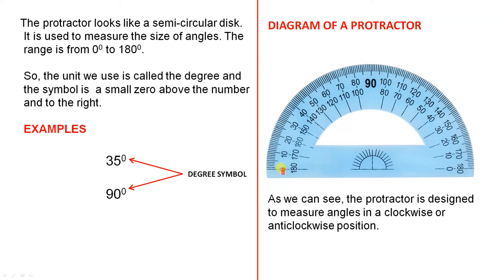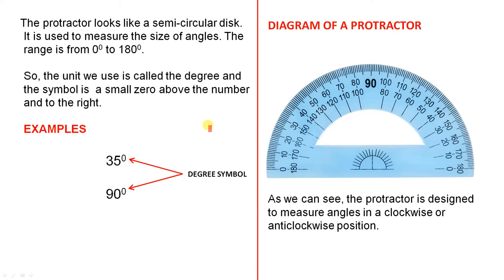So here we have 0 and it goes around to 180, and here we have 0 and it goes this way to 180. So it's basically a semicircle, so you can measure angles that are drawn either way. We'll see that in a moment.